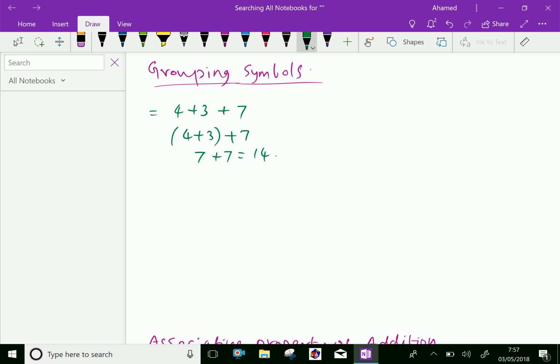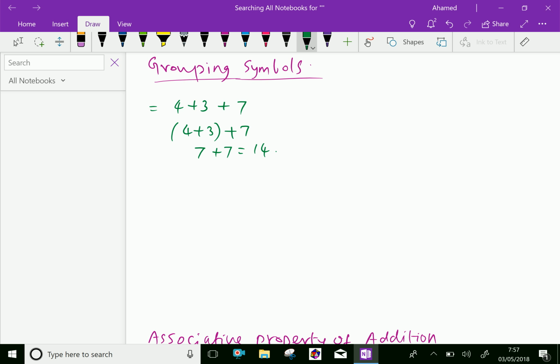Now we can do it by grouping the second and third numbers. 4 is out of the group and 3 plus 7 is inside the group, that is 10, so 4 plus 10 is 14. So grouping symbols we have to use like this. Not only two numbers, not only three numbers, for more than three, any numbers, we can make some number of groups and add inside the groups, and finally add those numbers, and it will give the same answer.